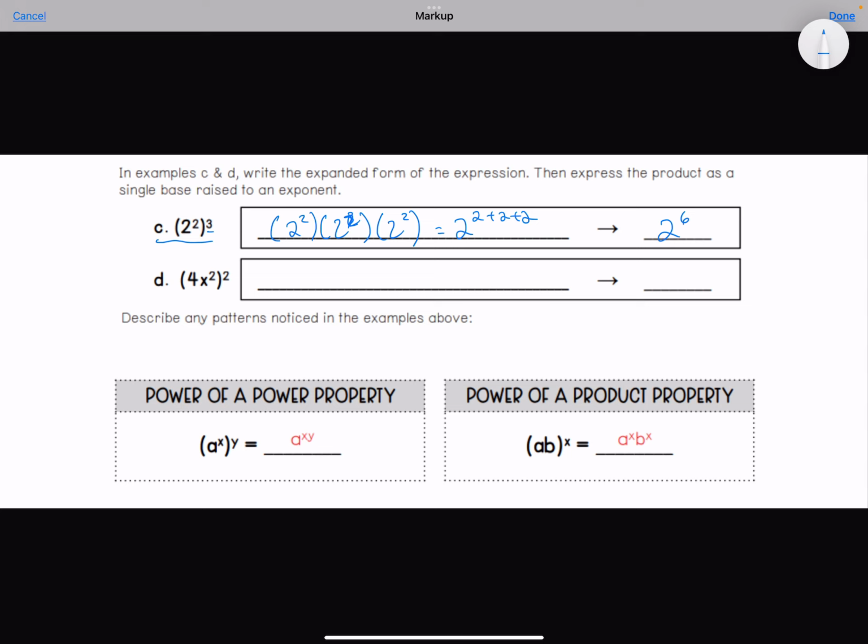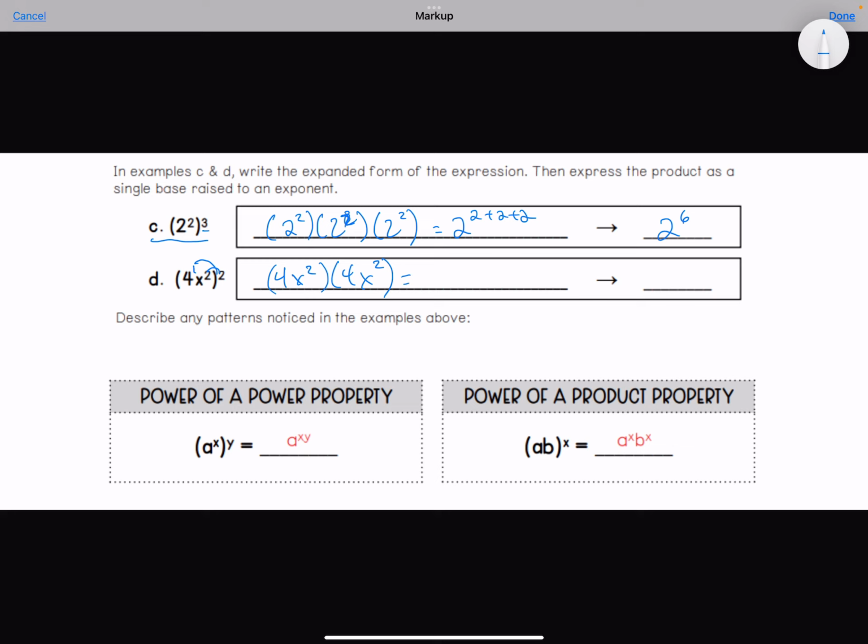For example D, again, it doesn't have one, so I'm going to put one. I'm going to have 4x squared times 4x squared. 4 times 4 is 16. X to the fourth.